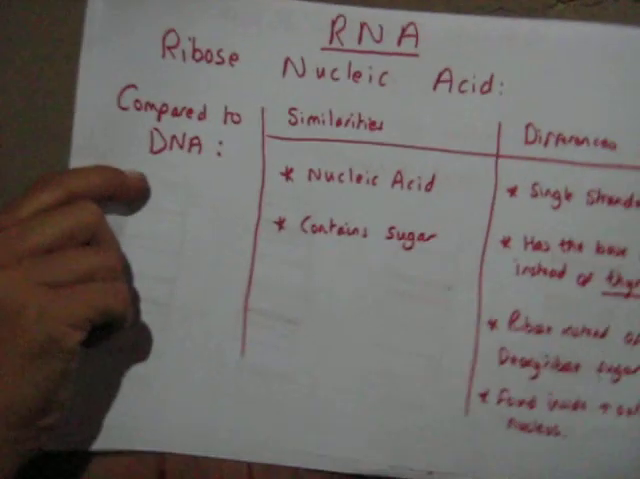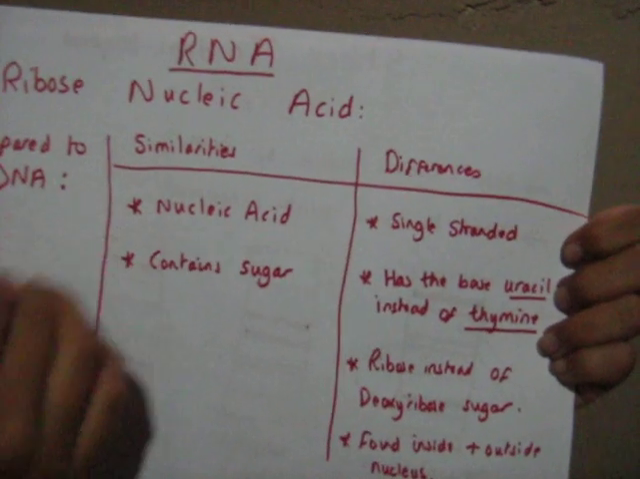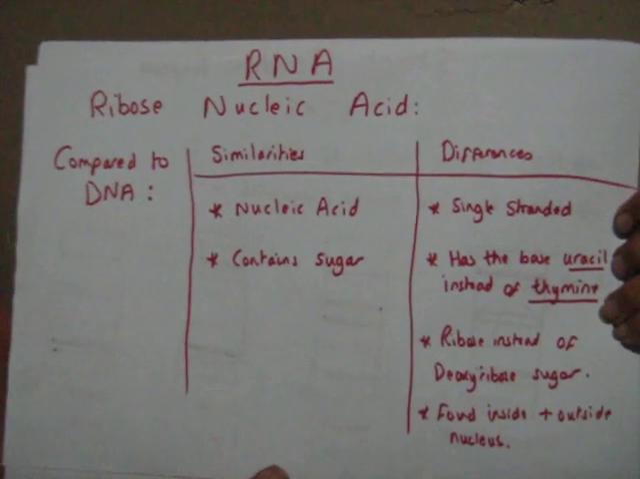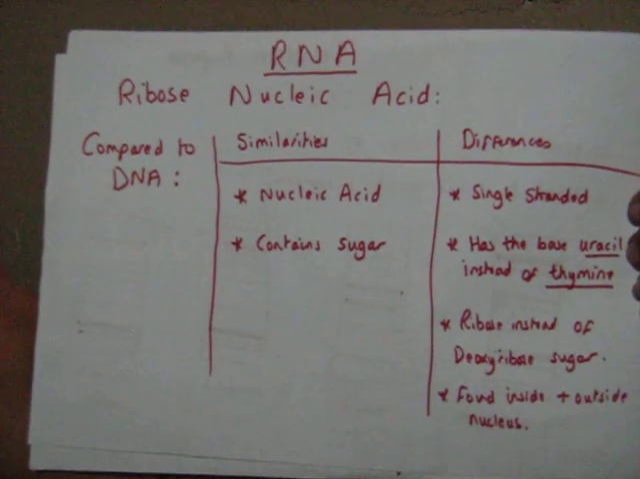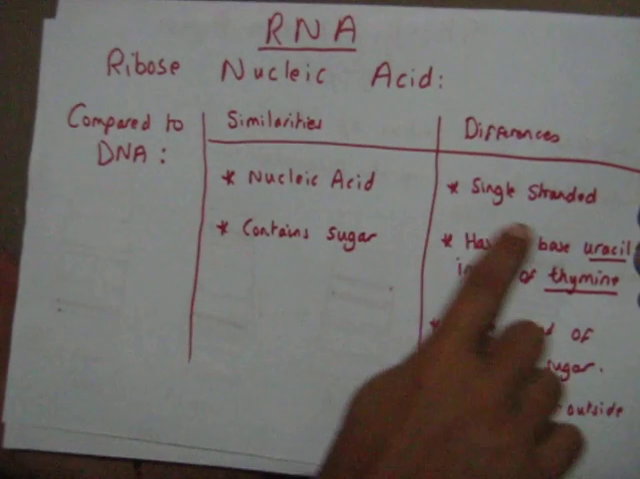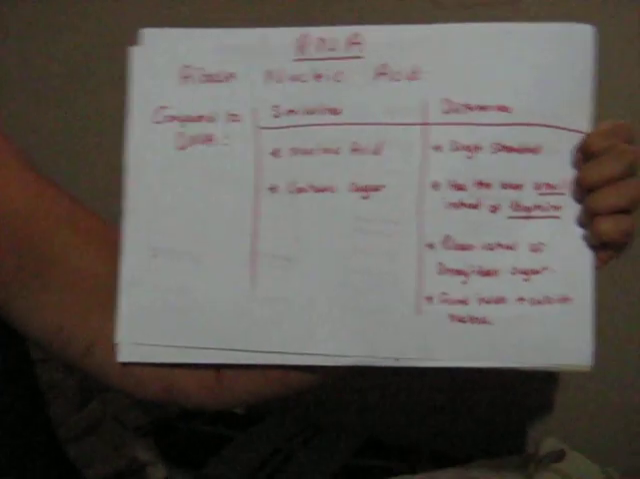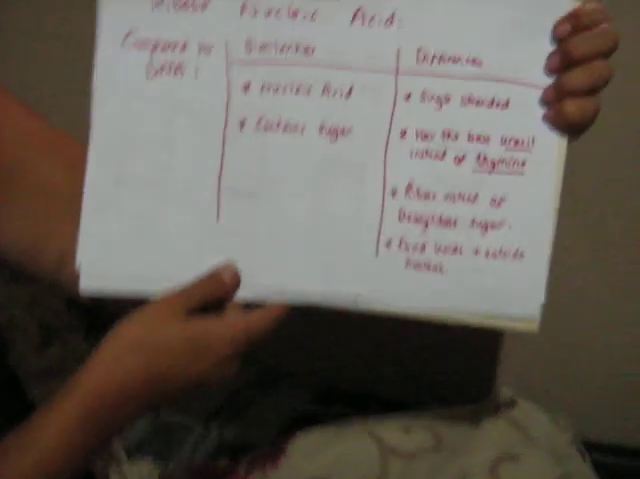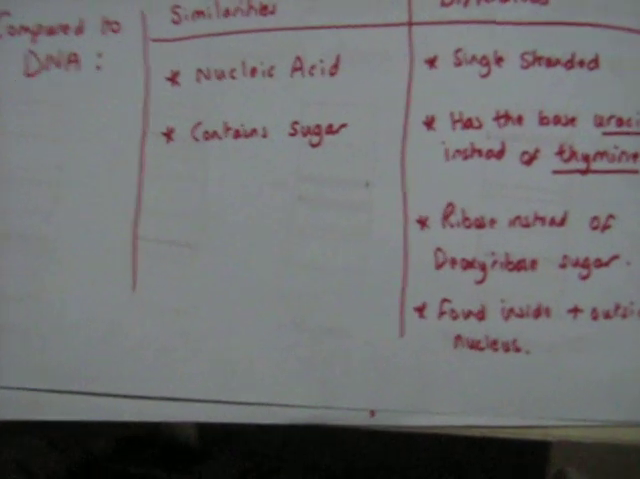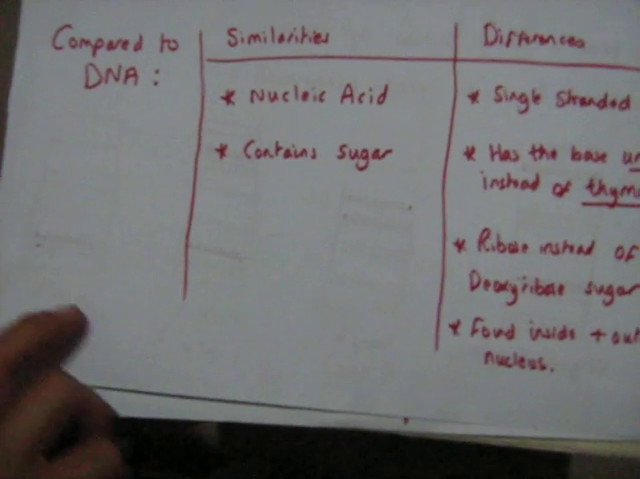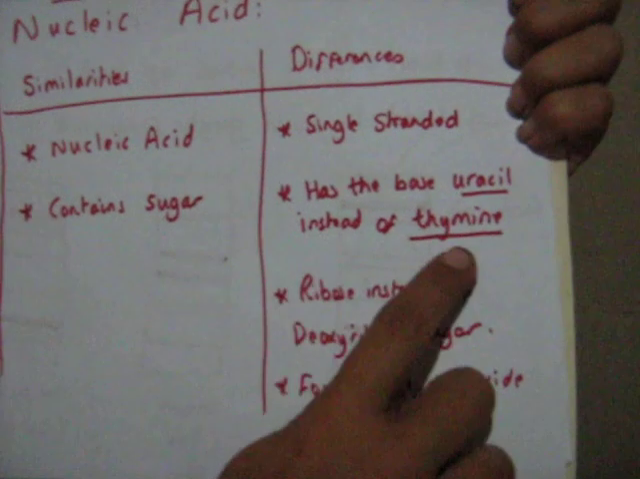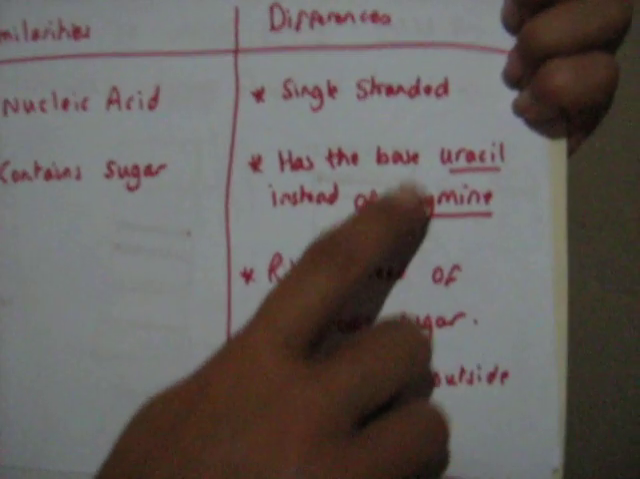So looking at the differences between RNA and DNA, as you remember, the DNA molecule I showed you was double-stranded, made up of two strands twisted together. RNA is single-stranded. It's a short molecule and it's single-stranded. It also, if you remember your nitrogenous bases from DNA, which were A, T, C and G, RNA has the base uracil instead of thymine. So instead of T, there is a U.